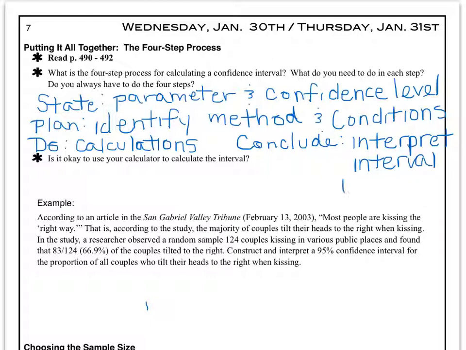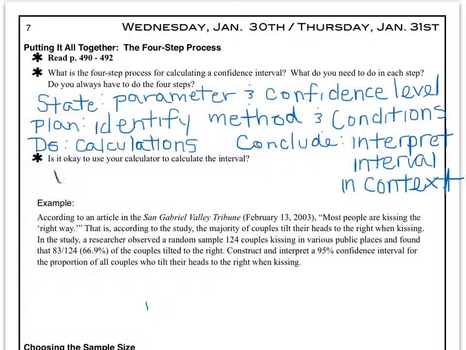Okay, remember we always do everything in context. And when we interpret the interval, that's saying we are such % sure, confident that the interval from blank to blank captures the true value of the parameter, and I talk about the parameter in context. So those are the 4 things we want to make sure we do. State, plan, do, conclude.